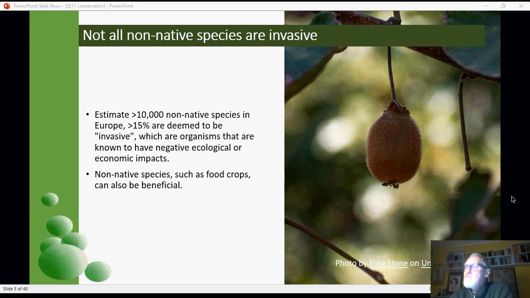Okay, so that's about 1,500 organisms, animals, plants, whatever, which are considered to have negative ecological or economic impact. But we must remember also that amongst these non-native species there are plenty that are beneficial. So, for example, kiwis, as the name suggests, are not native to Europe, but they're grown very widely here because they happen to be well adapted to the climate, particularly in certain parts. In northern Italy, there are loads of kiwis around where we live, and local farmers here have even developed different varieties which are not actually available in other countries.